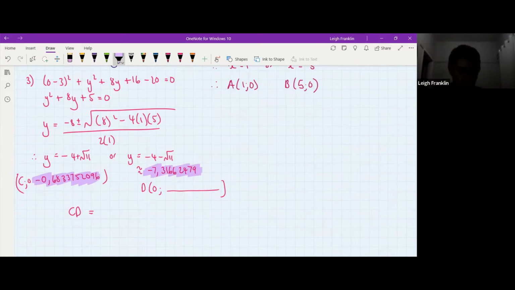So that leaves us with, they will never ask you something like this in an exam. I didn't realize that it was going to be quite like this. Taking the first value minus 7.31662479 gives us a length of, I get, 6,63 units.